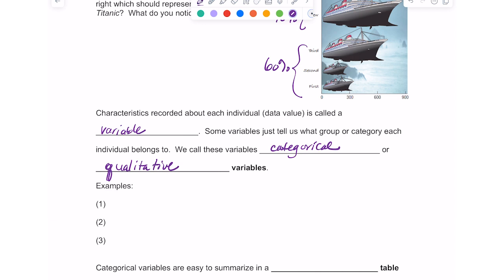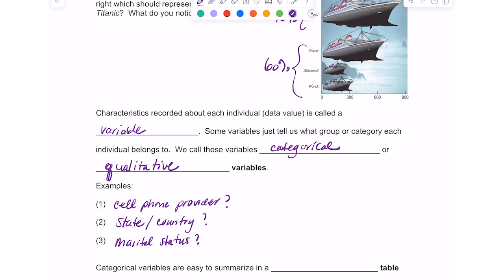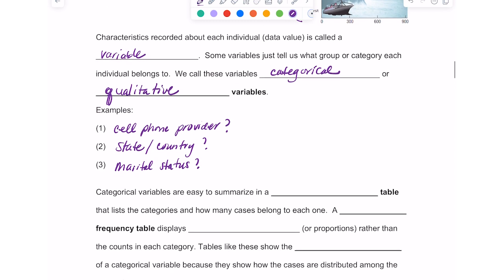An example is like if I asked you who your cell phone provider was. Do you have Verizon? Do you have AT&T, T-Mobile? Another example of a categorical variable could be like what state or country were you born in? What is your marital status? What's your gender? What's your sex? All those are examples of categorical variables.